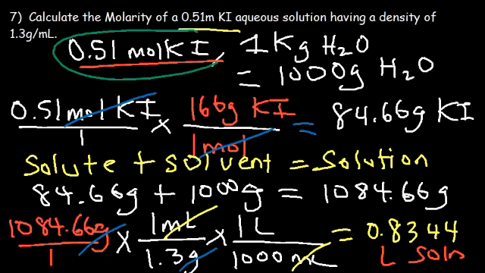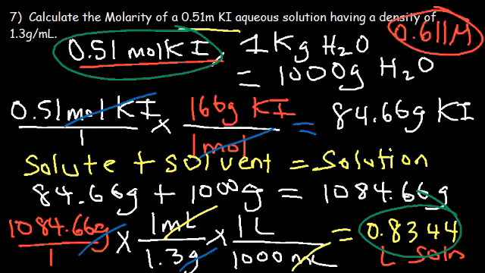So now we can calculate the molarity. We have the moles of solute and the liters of solution, so we need to divide those two numbers. So 0.51 divided by 0.8344 is equal to 0.611 capital M for molarity. So that's the molarity of the solution. There are 0.611 moles of solute per 1 liter of solution.